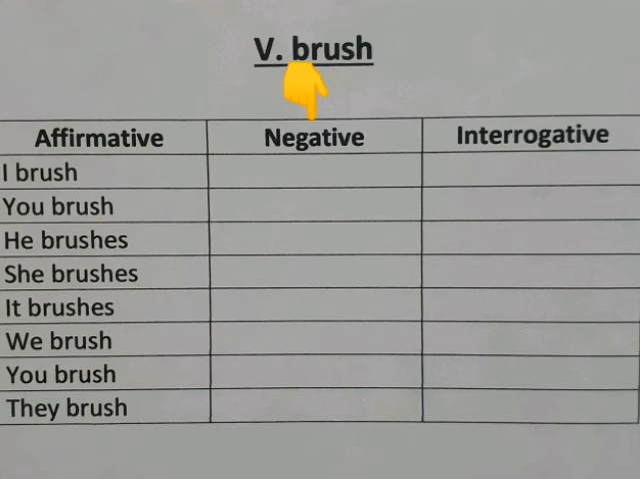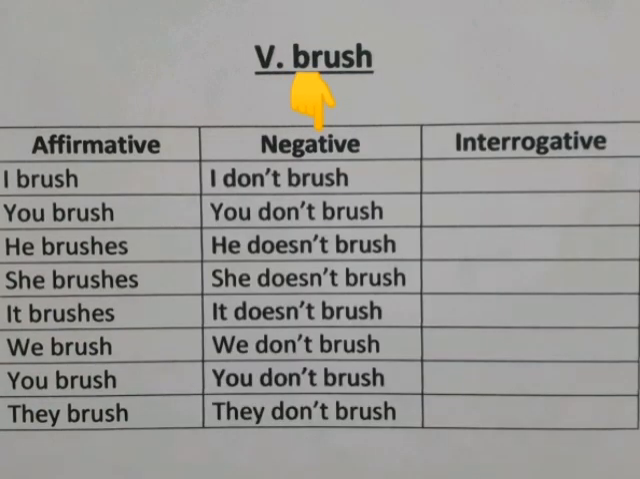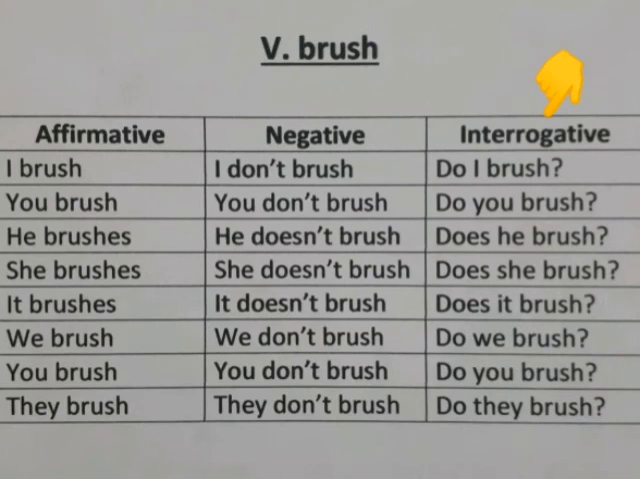Now in the negative form, as we said before, all the verbs are conjugated the same way. Try to do it with me. I don't brush. You don't brush. He doesn't brush. She doesn't brush. It doesn't brush. We don't brush. You don't brush. They don't brush. Interrogative. Do I brush? Do you brush? Does he brush? Does she brush? Does it brush? Do we brush? Do you brush? Do they brush?